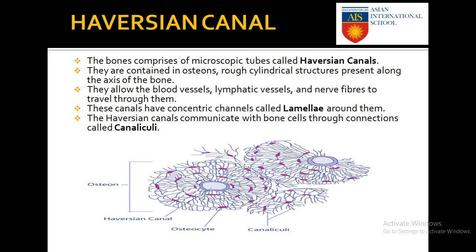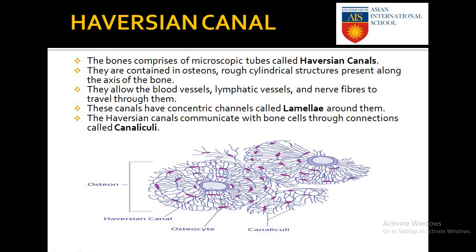Now, Haversian canal. The bone comprises microscopic tubes called Haversian canals. You can see these microscopic tubes, this one. This is called Haversian canals. These are contained in roughly cylindrical osteons. Osteons are the bone cells. You can see the cylindrical-like structure present along the axis of the bone. They allow the blood vessels, lymphatic vessels and nerve vessels to travel through them.